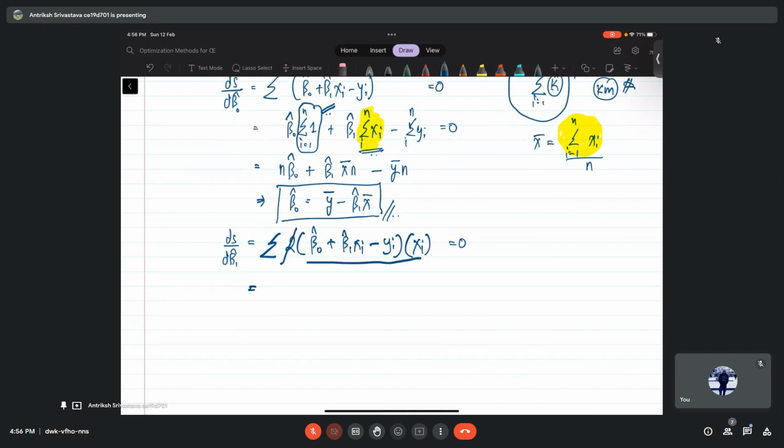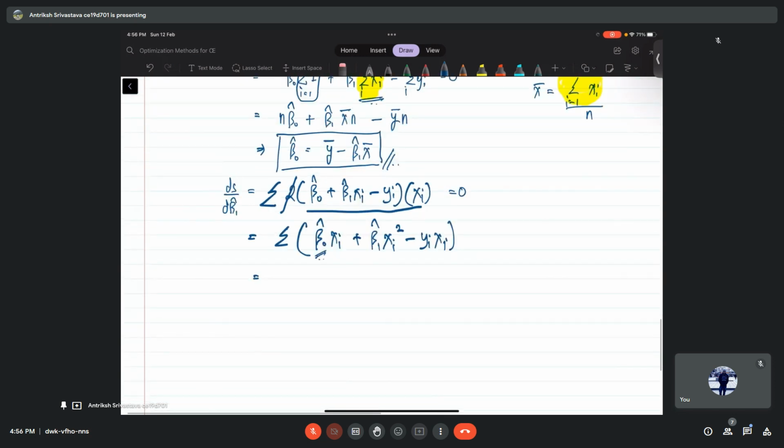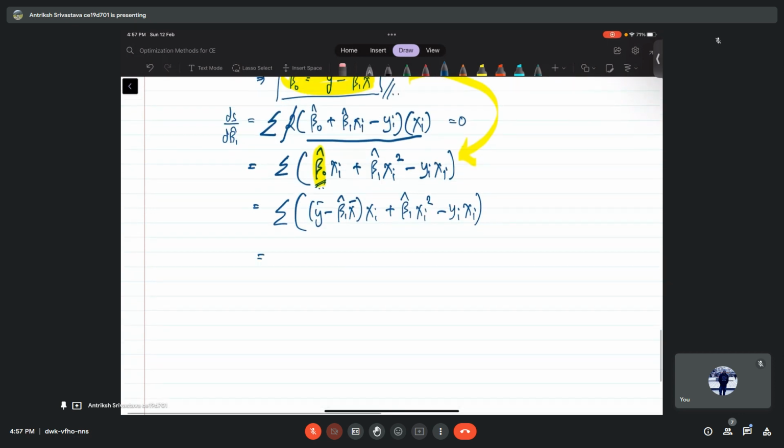Now let's multiply these two together. So we have beta naught xi plus, or maybe I'll write the sigma, otherwise it can be confusing for some people. Beta naught xi plus beta 1 hat xi square minus yi xi. Now let's expand this beta naught hat. We see this beta naught hat here. Now let's put the value of beta naught hat from this expression into this expression. Other things are going to remain the same. Now let's expand this also.